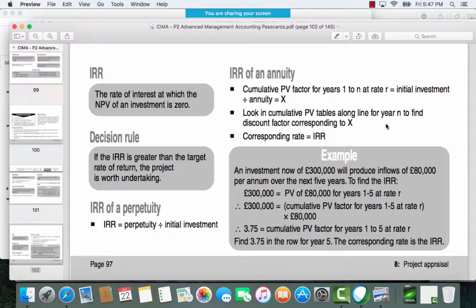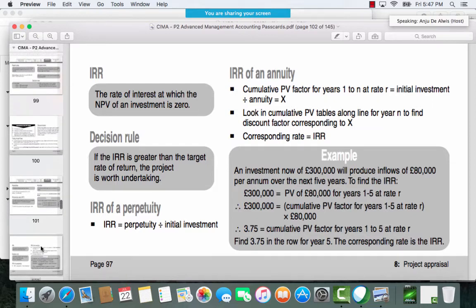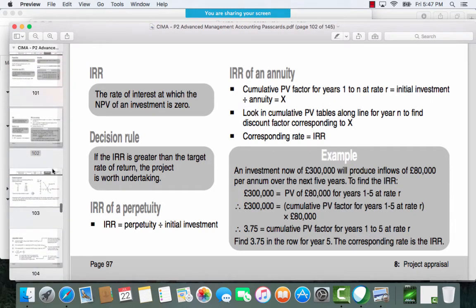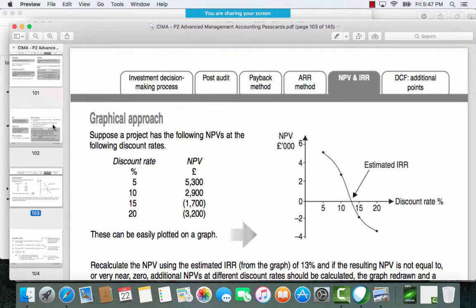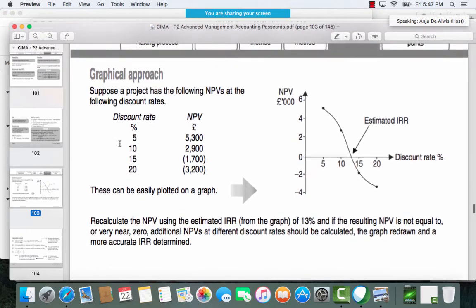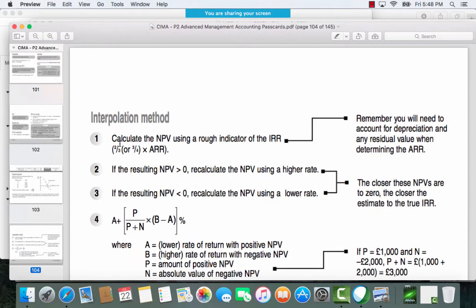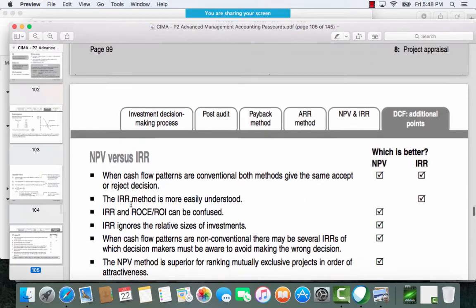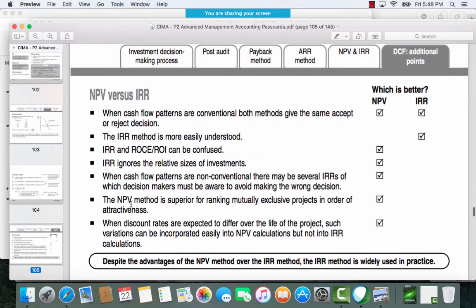Now if I go to my next, this is the graphical approach, and this is what they're showing. You can see the estimated IRR, there is a break even. At that point, the project from there on is positive, right? From there on. So let me go to the NPV uses, versus IRR, how you use it.